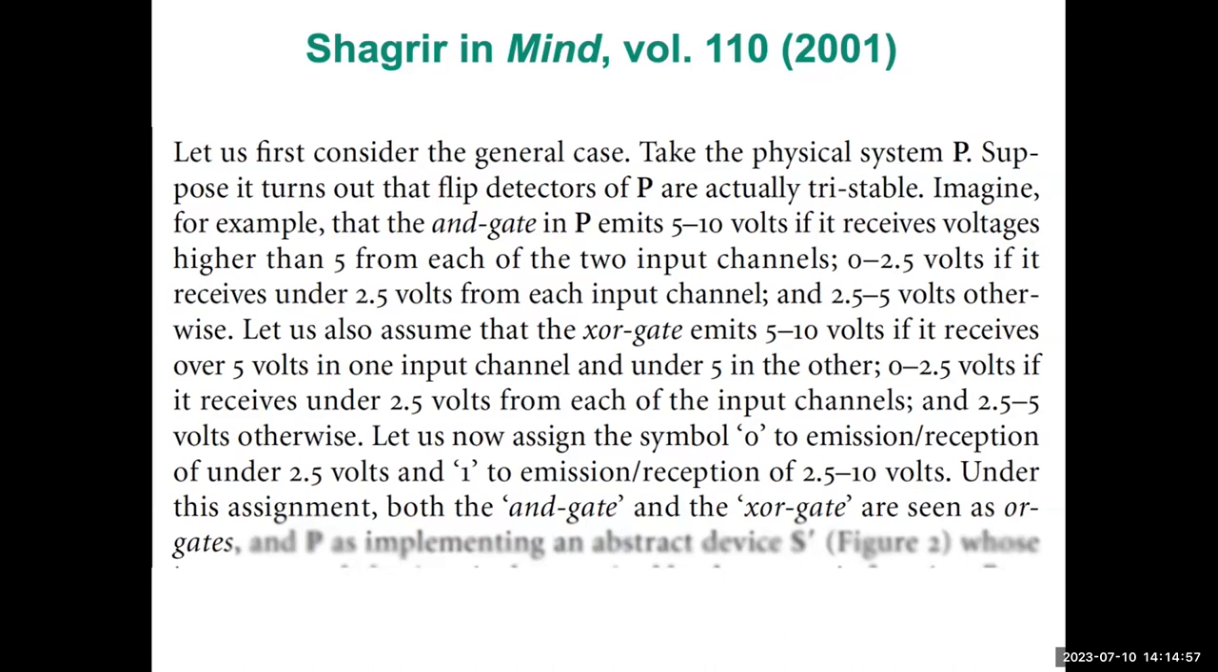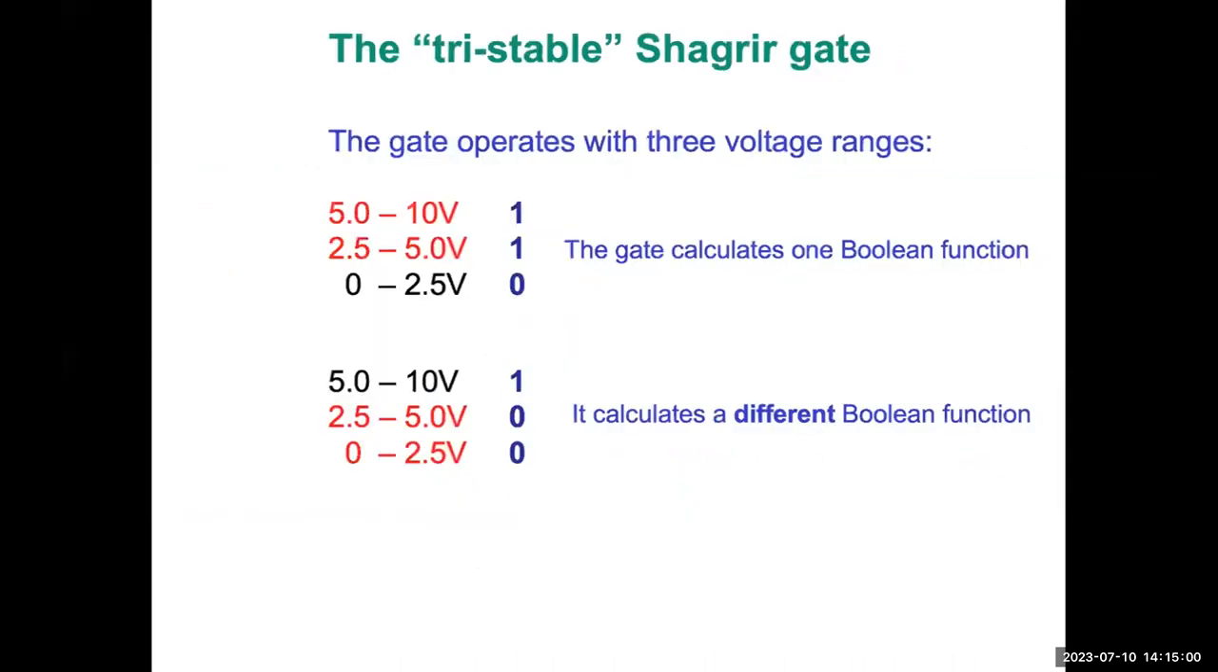I hardly need to review this idea, but just to take you through the guts of it if you haven't seen it before. Slass's gates were bistables. They had two states, high, low. Aron introduced the idea of a tri-stable gate: high, low, and then the middle state. And it all depends on how you group the middle state. If you group the middle state with the high state and label them both one, then the gate calculates one Boolean function. But if you group the middle state with the low state and call them both zero, then it calculates a different Boolean function. So that's Aron's grouping trick.